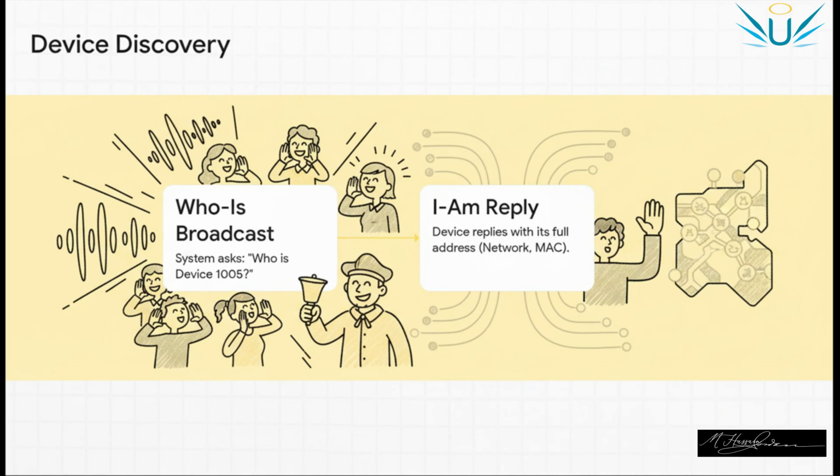So you might be wondering, does someone have to program all of this in by hand? No way! The system is smart. It basically plays a game of Marco Polo. A central computer broadcasts a message that's like yelling, "Who is device 1005?" And somewhere out there, that one specific device hears it and replies, "I am device 1005. And by the way, my network is 3 and my MAC address is 12." Just like that, the system learns where everyone is and builds its own internal GPS.